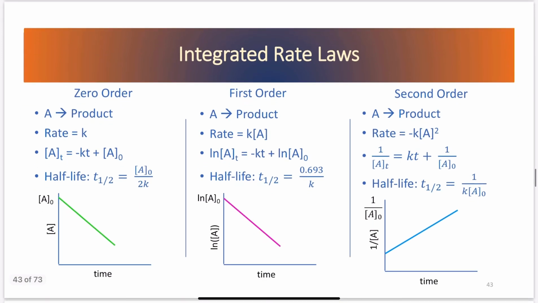An overall summary slide of your integrated rate laws. Zero order, meaning A going to product. This means zero order is completely independent of the concentration of A. So if I take the concentration of A and multiply it by 2, rate is unchanged.